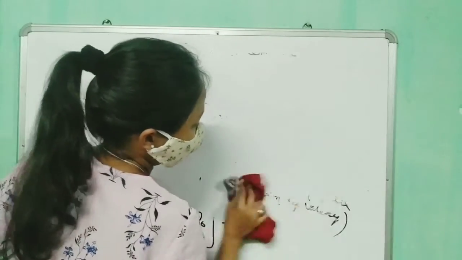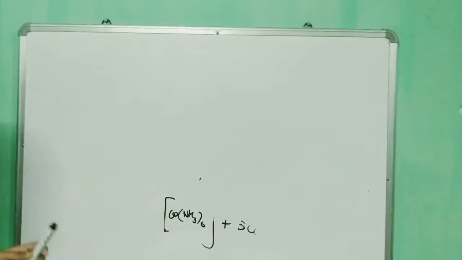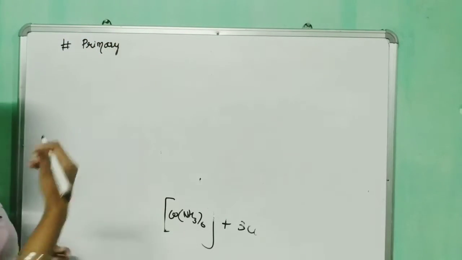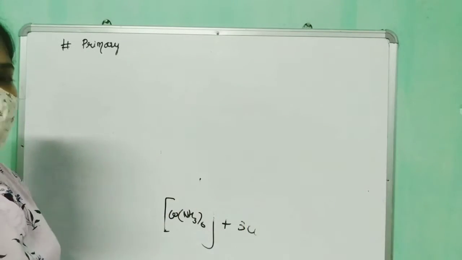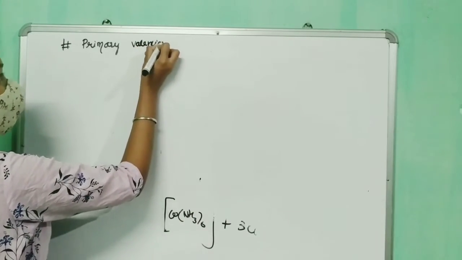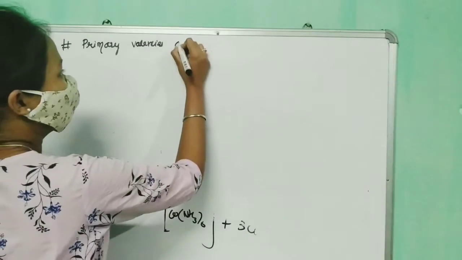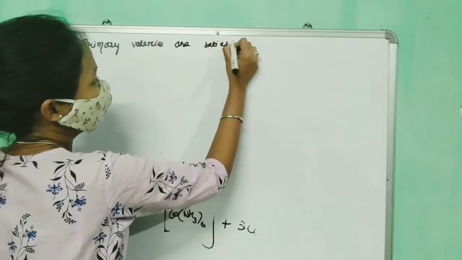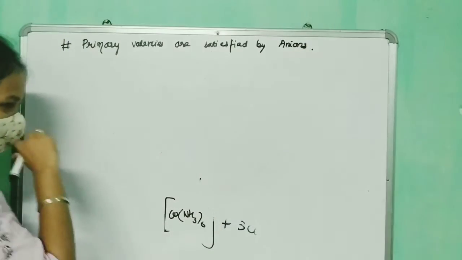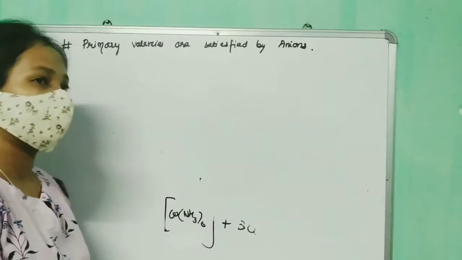The one thing Werner said was that primary valencies are satisfied by anions. The primary valency, as we just saw, is the ones present outside the coordination sphere. So primary valencies are satisfied by anions. Now let me show you properly with examples.